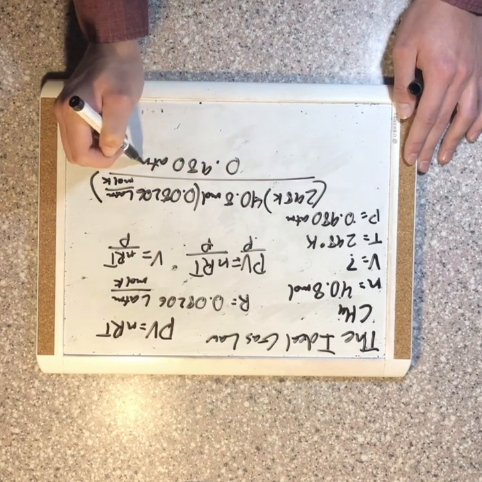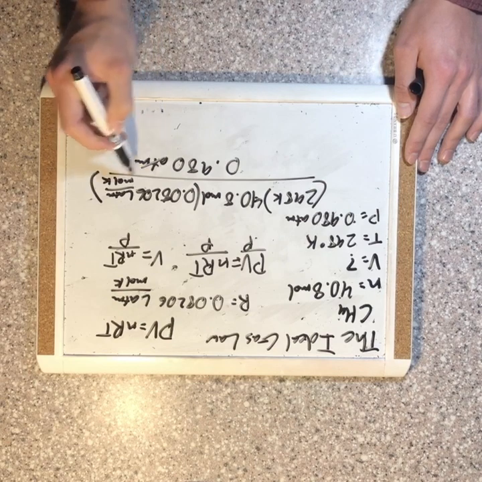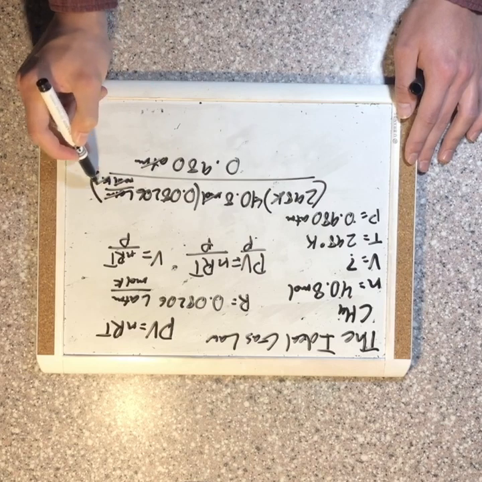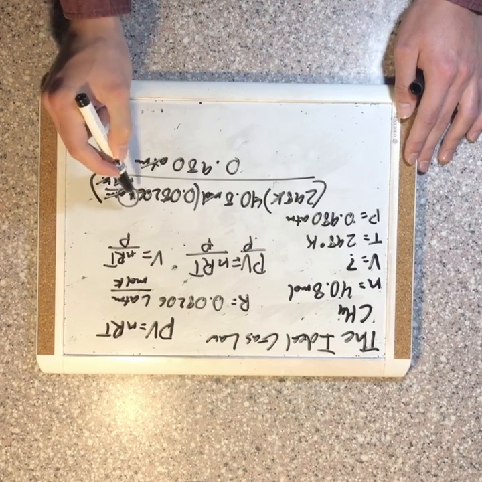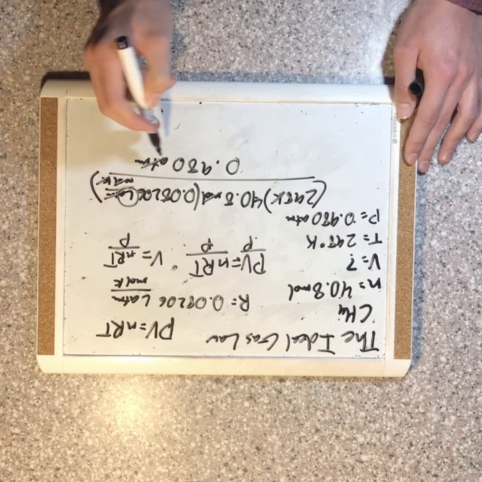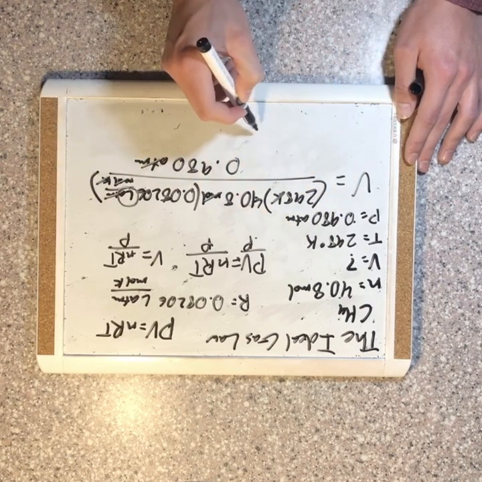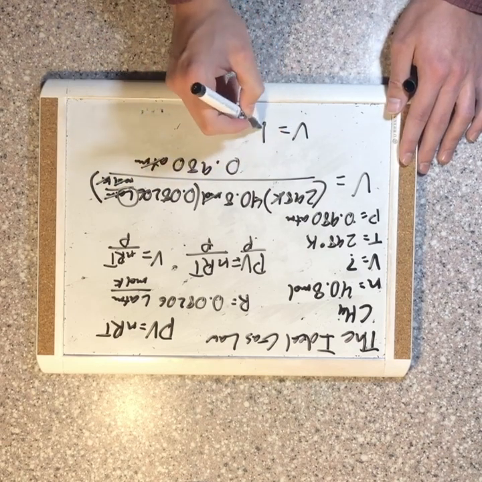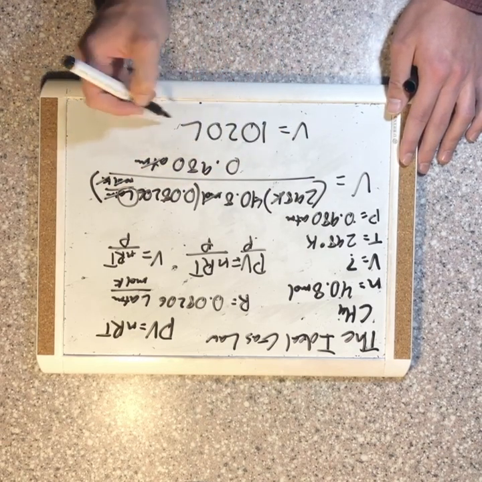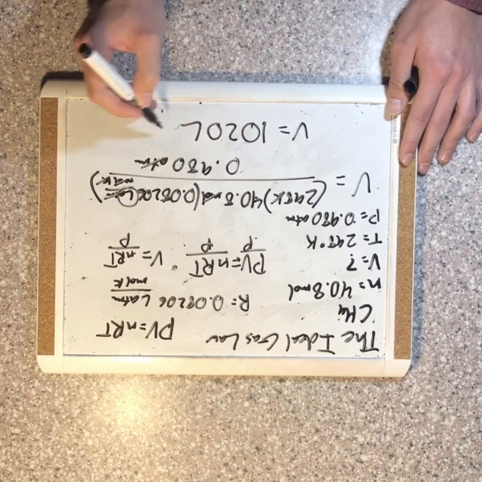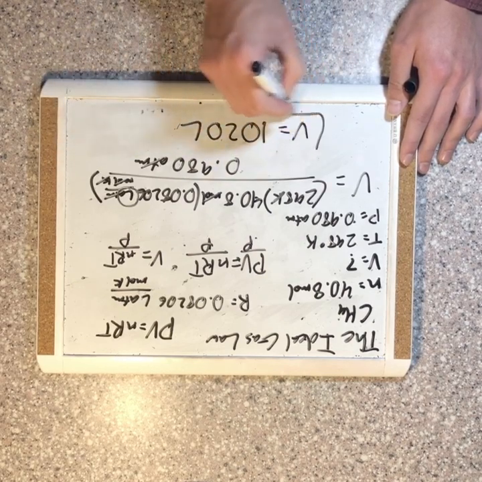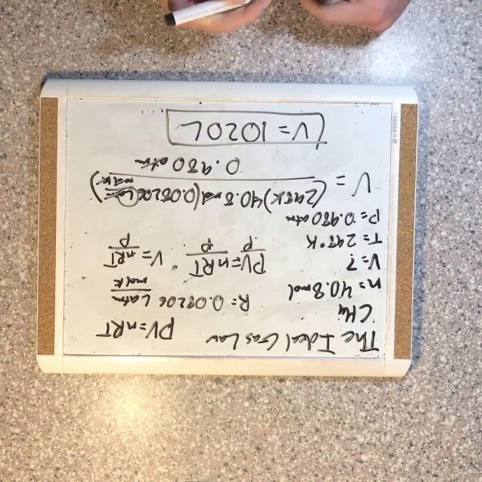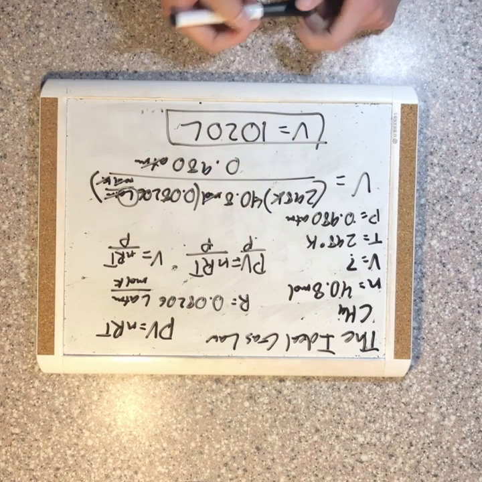0.980 atm. Now our atm is going to cancel, our moles are going to cancel, our temperature is going to cancel, and so all we have left in units is liters. All right, so liters for volume. And when you work all this out, you should get a volume of 1,020 liters. The book writes it in scientific notation, either answer is fine, but that is how you work with the ideal gas law. A little extra conversion in there, but it's all stuff we've done before.